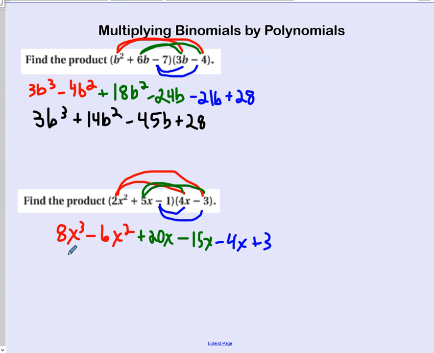Combine my like terms. 8x cubed does not have a like term, so it's just going to hang out by itself. So 8x cubed. Negative 6x squared plus 20x squared, sorry, this guy should be squared. So then this would get you 14x squared. And then negative 15x minus 4x is negative 19x. And then positive 3 just hangs out by itself.